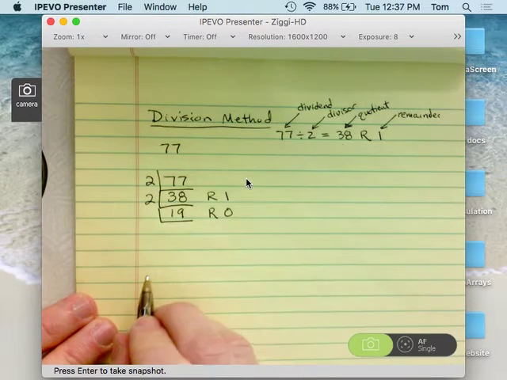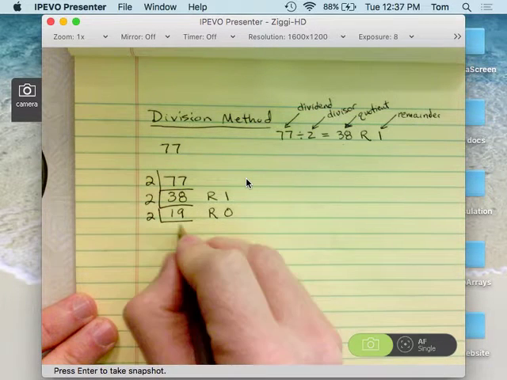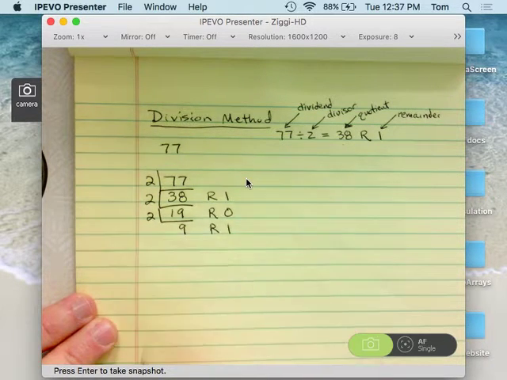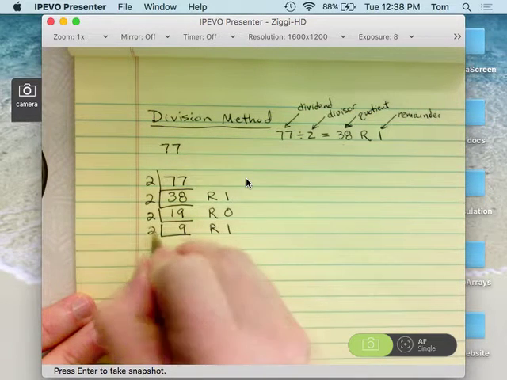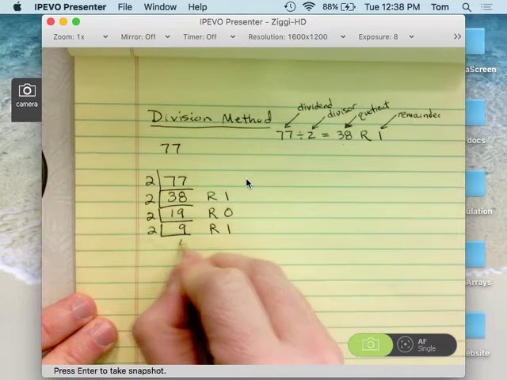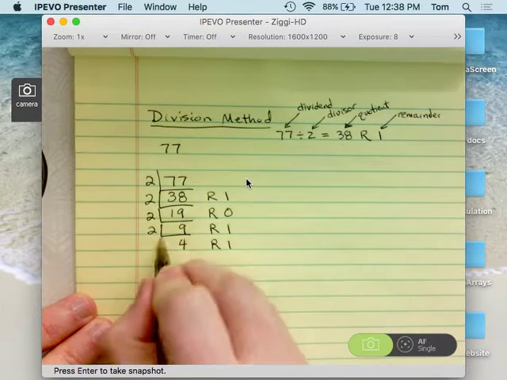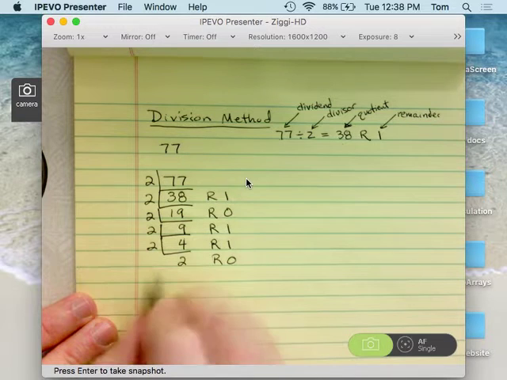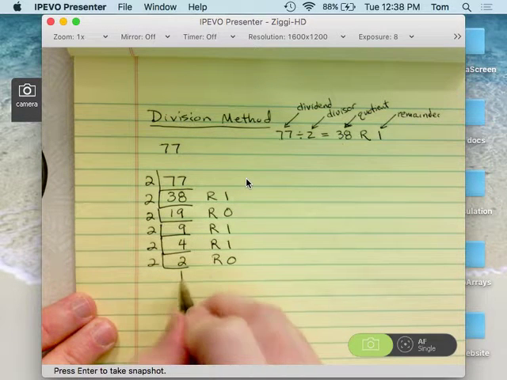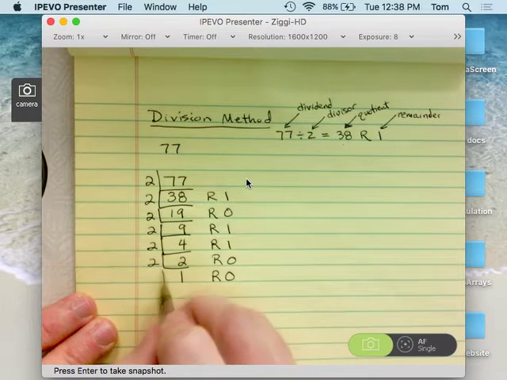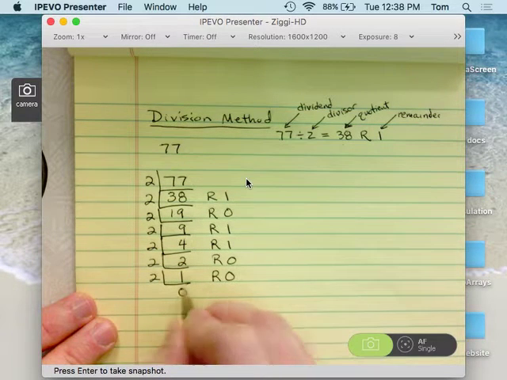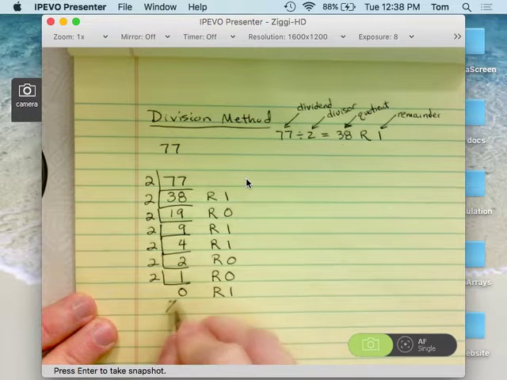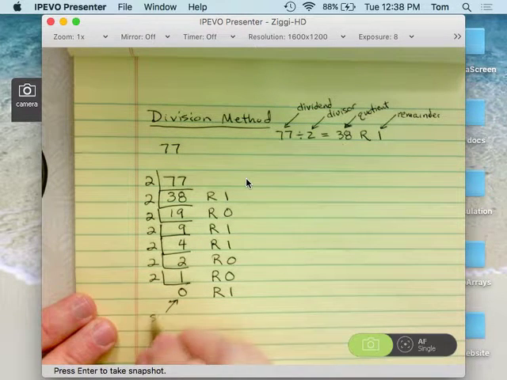Then I'm going to do it again. 19 divided by 2 gives me 9 remainder 1. Does that make sense so far? You just keep on dividing by 2. 9 divided by 2 is 4, remainder 1. 4 divided by 2 is 2, remainder 0. 2 divided by 2 is 1, remainder 0. 1 divided by 2 is 0, remainder 1. I know I'm done when I get to 0.